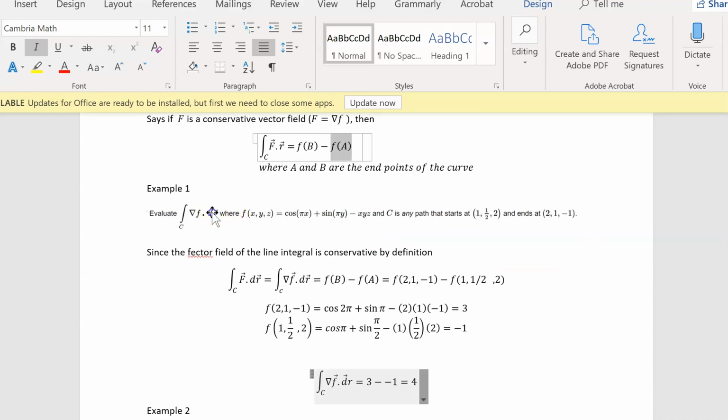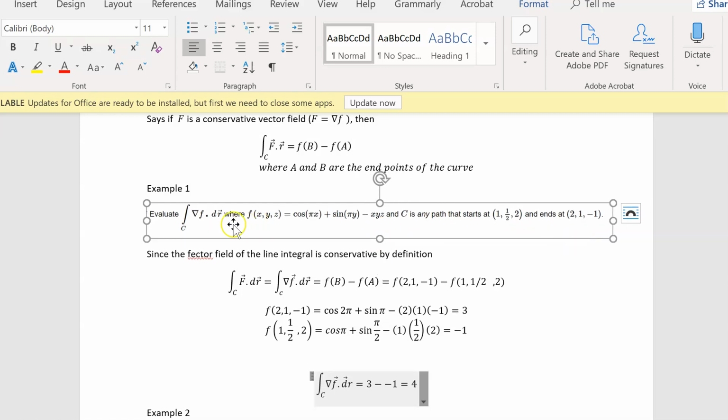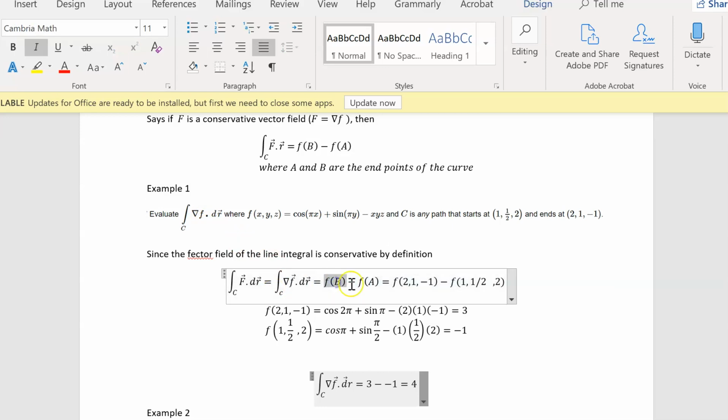So let's start with a question, right? We need to evaluate this. By definition, we need to evaluate the gradient of f dot dr, right? So we have the vector field as a conservative vector field, and the potential function is small f. Then the line integral really reduces to the value of small f at the endpoint minus the value of small f at the beginning point.